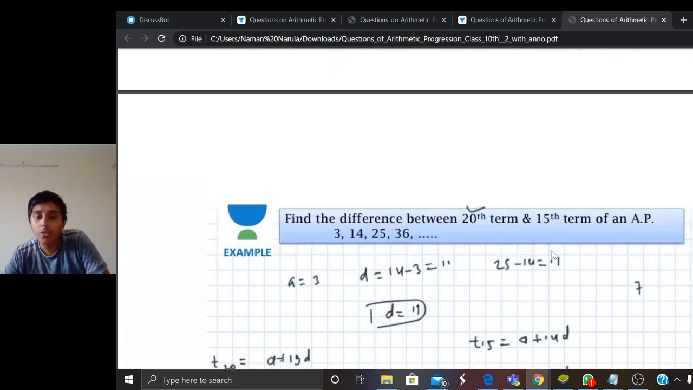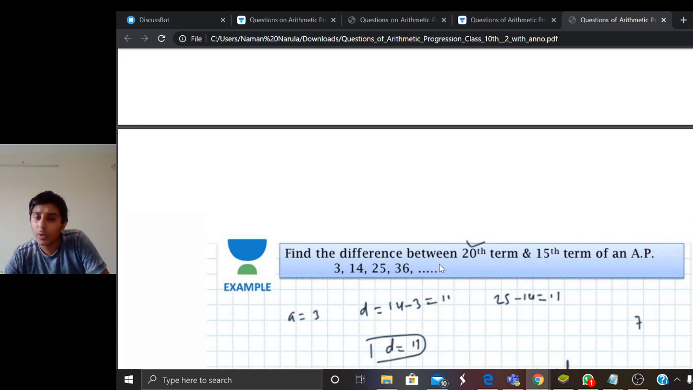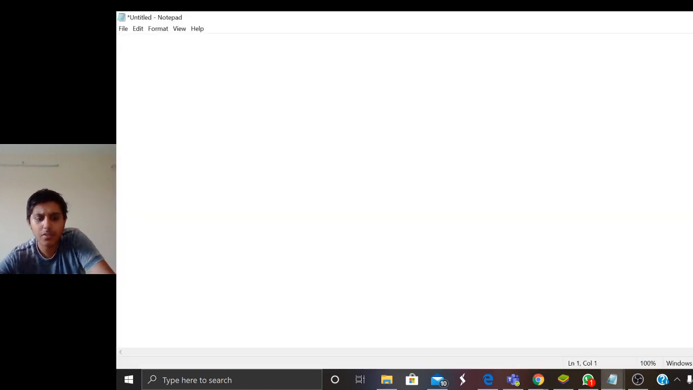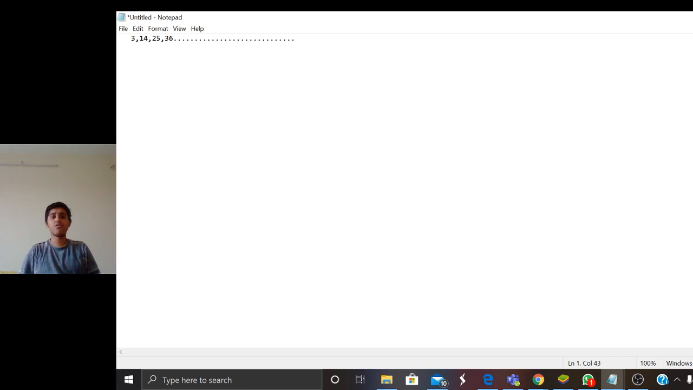Okay. So find the difference between the 20th and the 15th term of an AP: 3, 14, 25, 36. Let's write the sequence down, right, guys? 3, 14, 25, 36, and on and on. This is an AP, right? So let's extract whatever we can from the statement. A we can find easily as 3, because 3 is the starting term of the sequence.